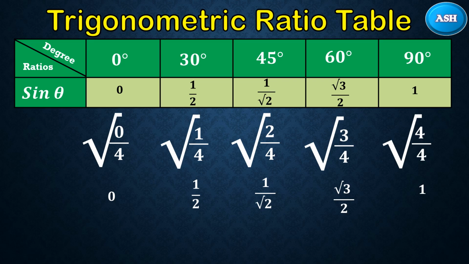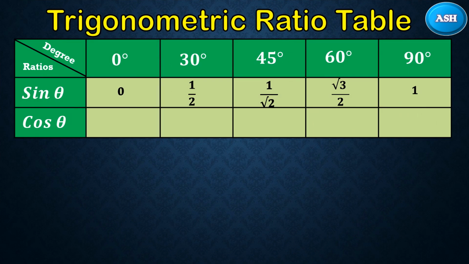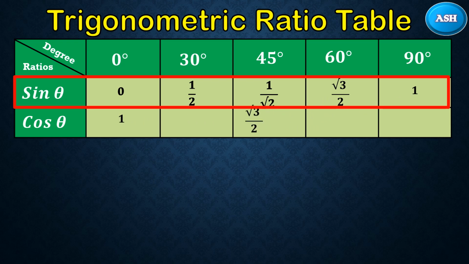Now let's take the second ratio, that is cos theta. Values of cos theta are written in exactly reverse order of the values of sine theta. We can see the direction of red marking from right to left. According to that, cos 0 is 1, cos 30 is root 3 by 2, cos 45 is 1 by root 2, cos 60 is 1 upon 2, cos 90 is 0.